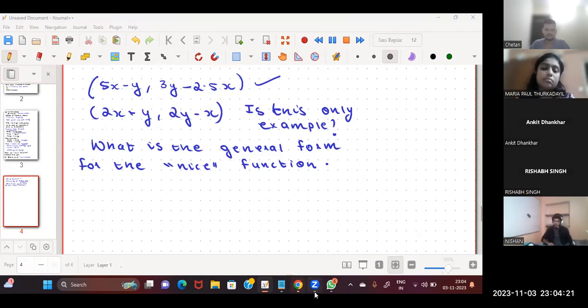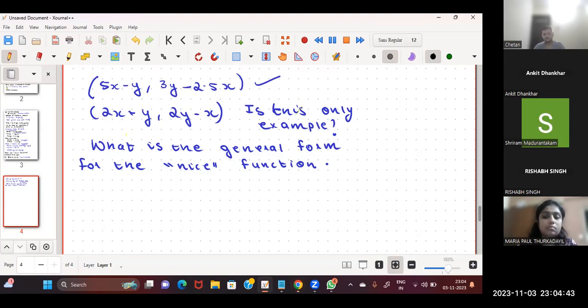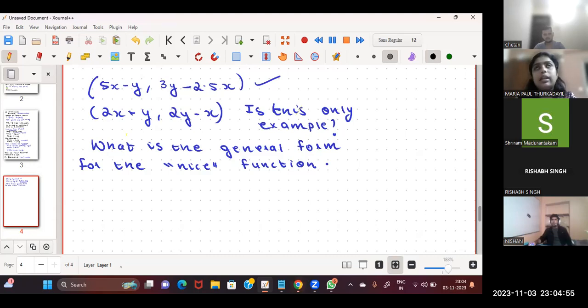Okay, can anyone tell me what is a general form for these sorts of nice functions? What would be a general form for these sorts of nice functions? Anyone? It's y equal to mx, or it's a line passing through the origin. ax plus by. Yeah, correct, anything works as long as it passes through the origin.